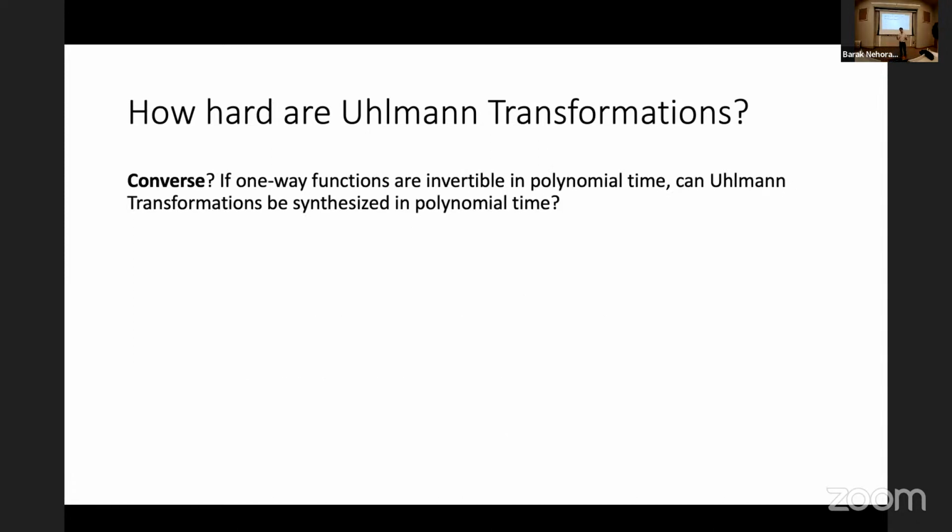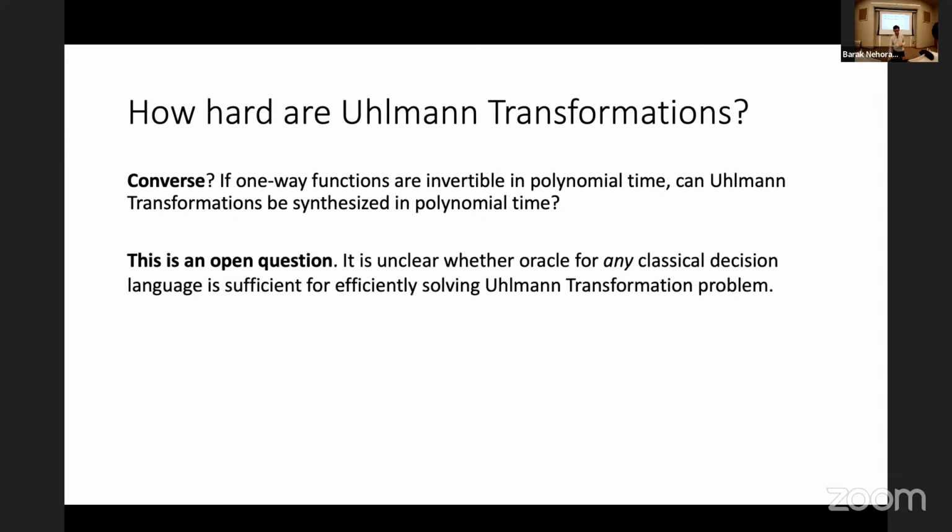So now we have some evidence that this Uhlmann transformation problem is hard. Can we come up with some upper bounds? For example, imagine that in some crazy world, one-way functions were all invertible in polynomial time. Does that mean this Uhlmann transformation problem can be synthesized or implemented in polynomial time? That'd be pretty cool, right? You somehow would have a characterization of how hard this unitary synthesis problem is. And this is in fact an open question.